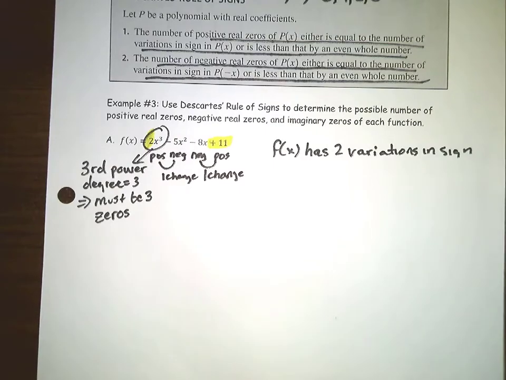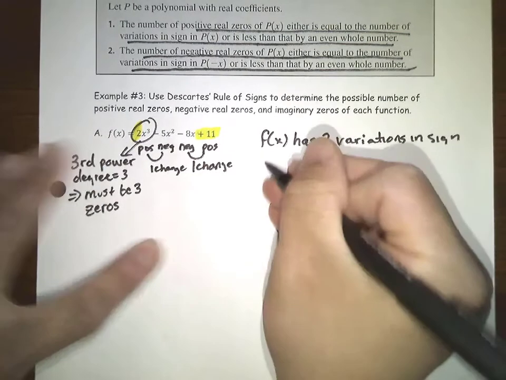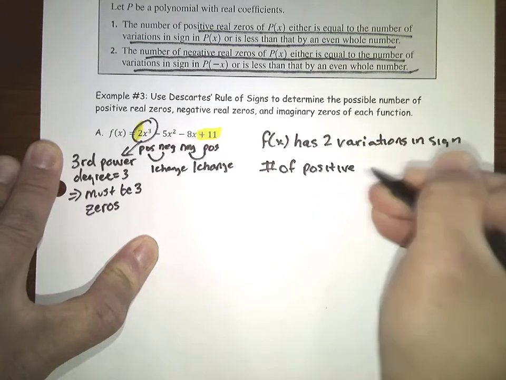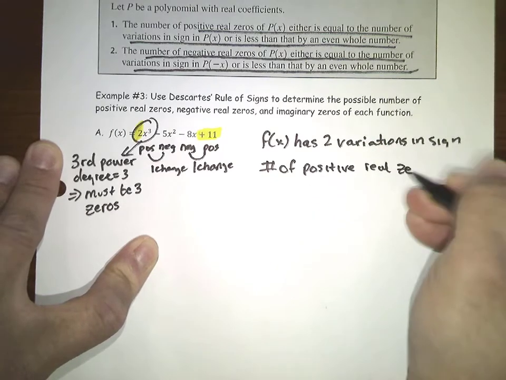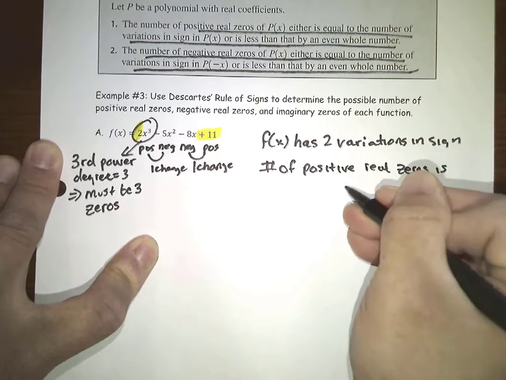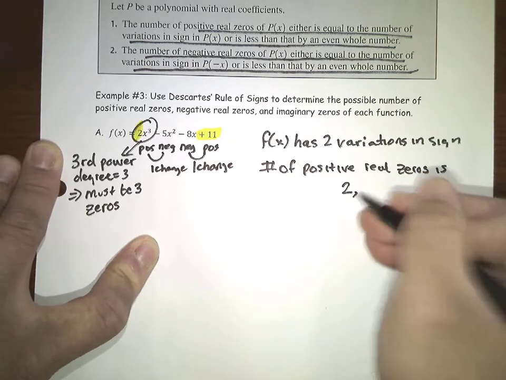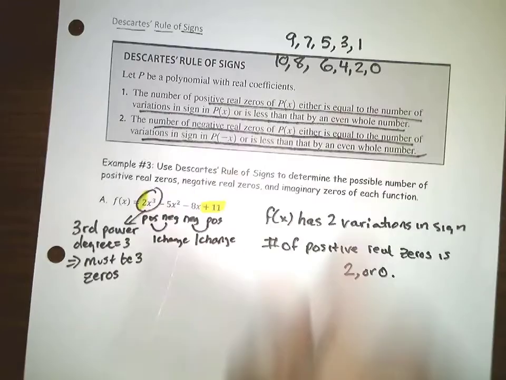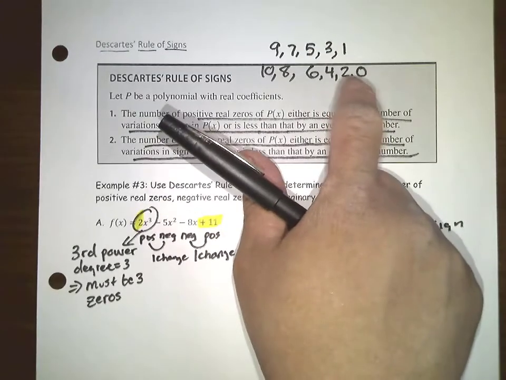So that means that the number of positive real zeros is 2 or 0. Remember that if I start at 2, I have to count down by 2 until I get to 0.